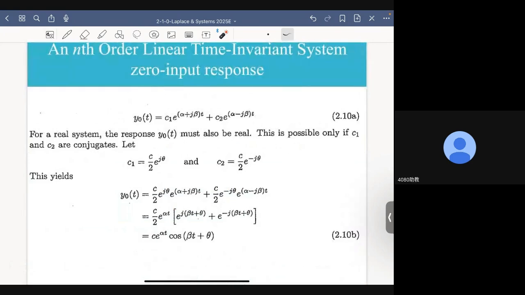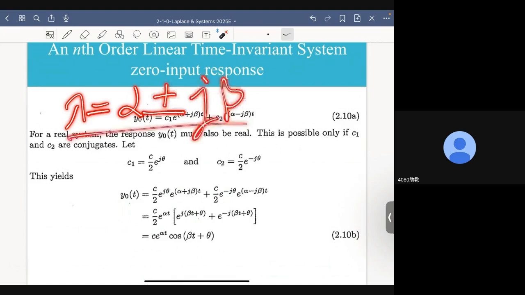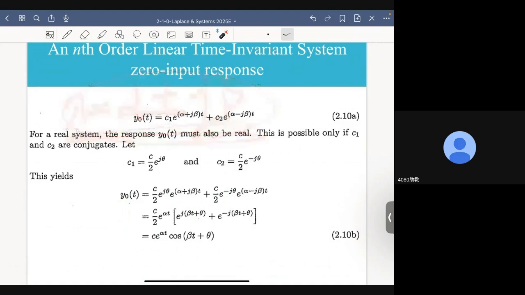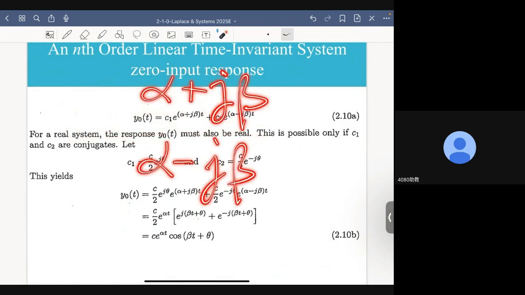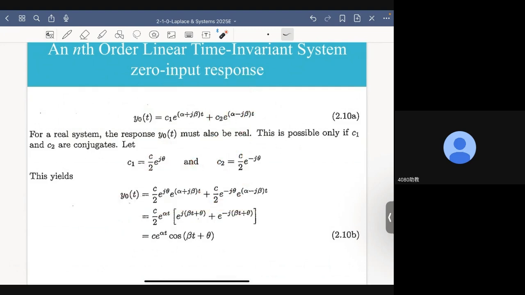The second possibility, when it comes to eigenvalues or poles, is repeated real roots. The third possibility is that I have complex conjugate roots. That is, lambda is now alpha minus plus j beta. When it comes to complex numbers, they always come in pairs. That is, when you have alpha plus j beta, alpha minus j beta will appear at the same time. This is always the case.